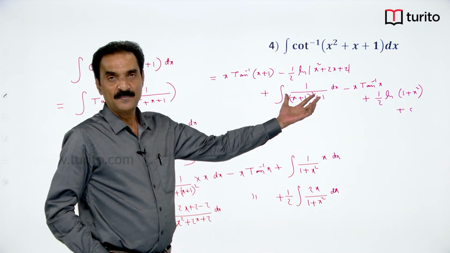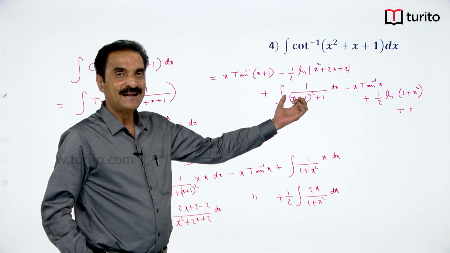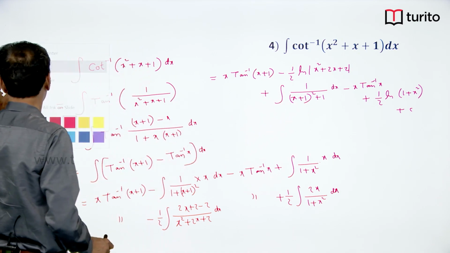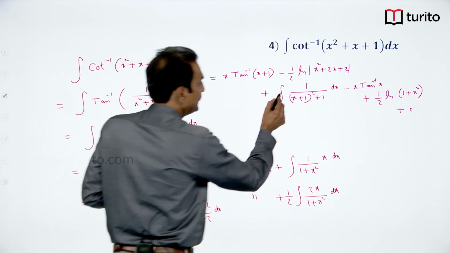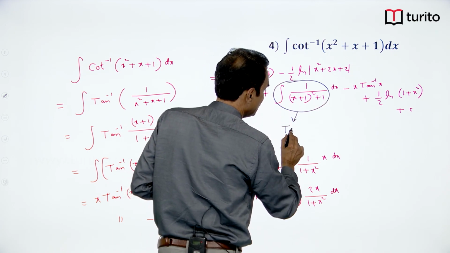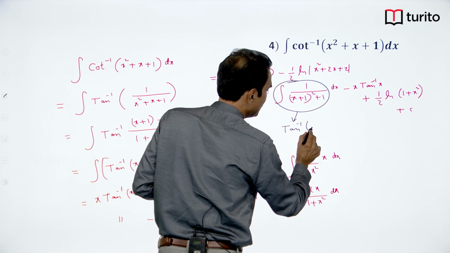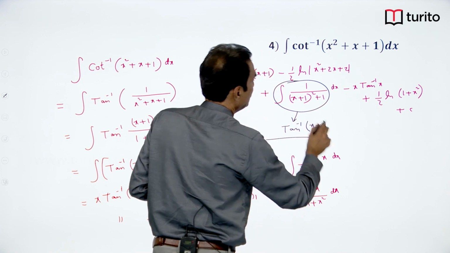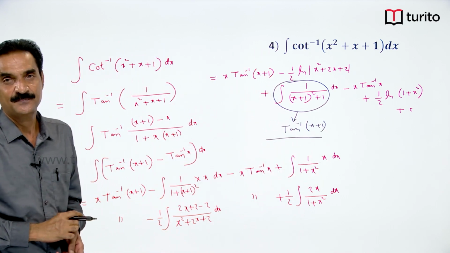What is the integral of 1 by (x plus 1) whole square plus 1? Tan inverse x plus 1. So, if you write this as tan inverse x plus 1, solution is finished.